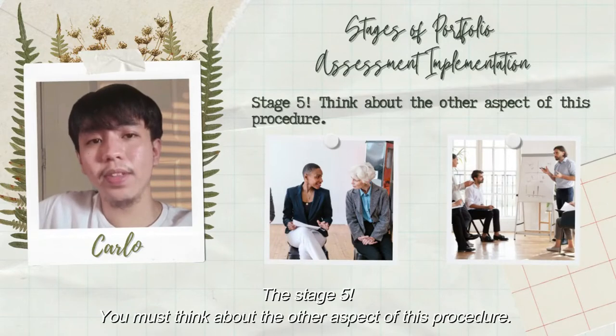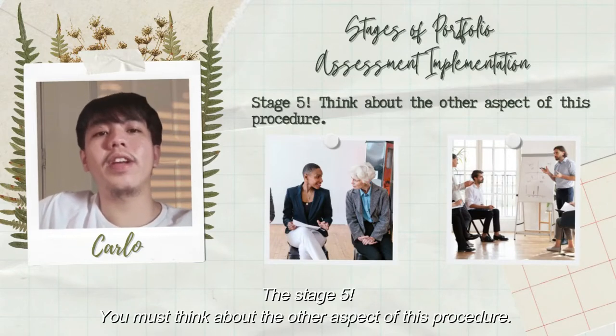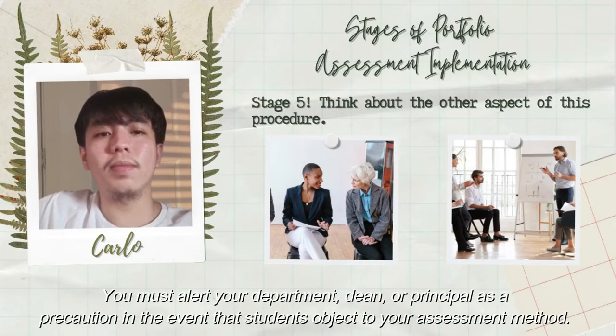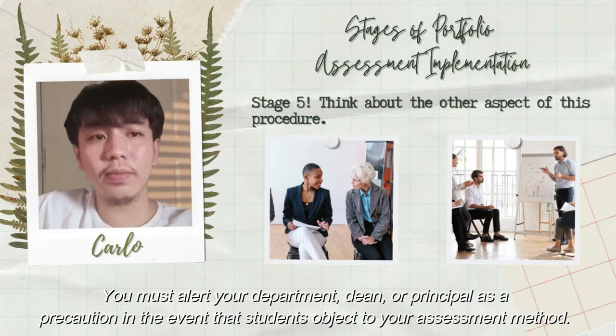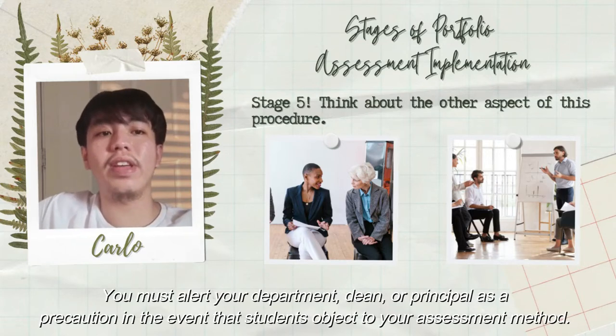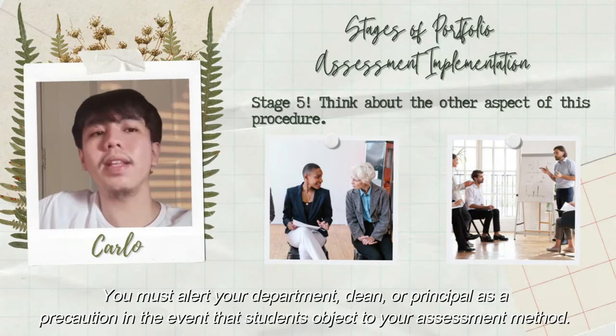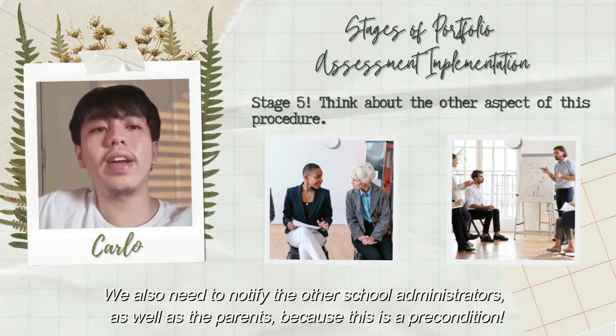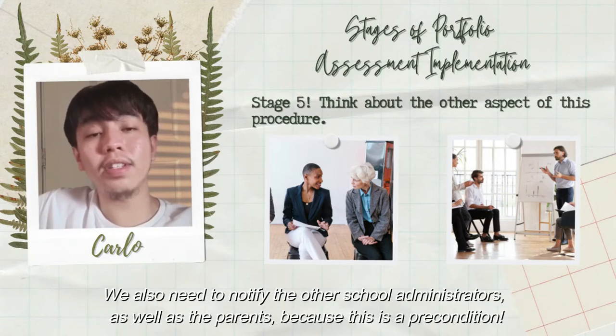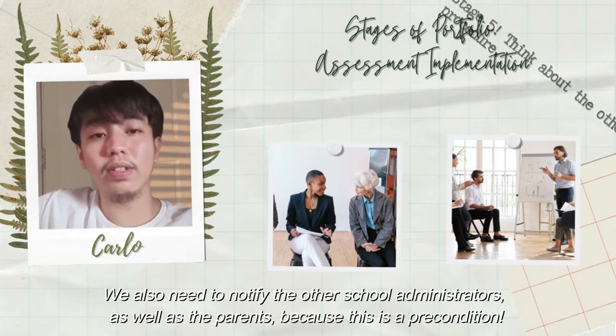The stage 5. You must think about the other aspect of this procedure. You must alert your department, dean, or principal as a precaution in the event that students object to your assessment method. We also need to notify the other school administrators as well as the parents, because this is a precondition.